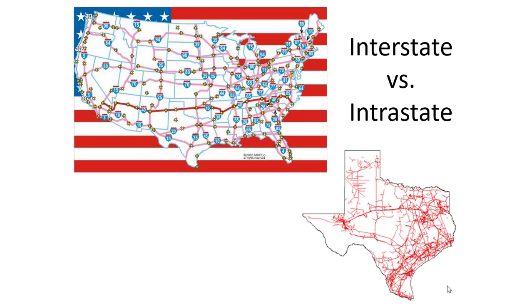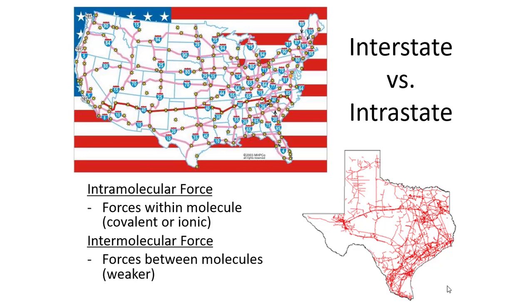Well, if you compare them with interstate versus intrastate: interstates are things such as Highway 40, which connect various states to each other, whereas an intrastate system is all of the different highways or other roads that connect different pieces of the state to each other. Okay, so whenever we are thinking about these in terms of inter and intramolecular, we're talking about either the forces within a molecule, those being intramolecular, and these are your covalent forces or your ionic forces, as compared to intermolecular forces, which are simply forces between molecules.